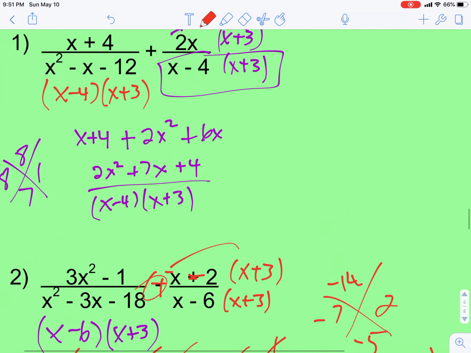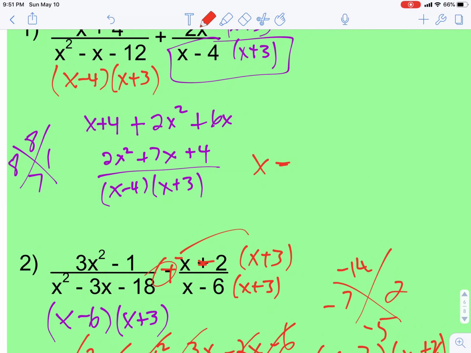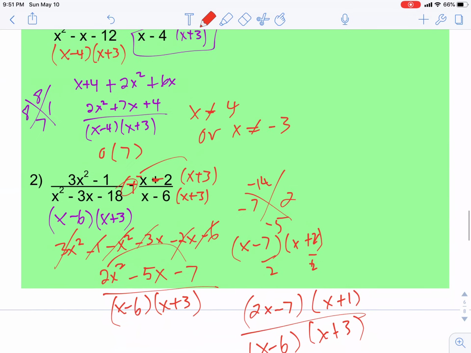X on this one can't be 4, or x can't be equal to negative 3. The reason why is if you plugged in a 4 for x, 4 minus 4 is 0, times 7 is 0, makes us divide by 0. We don't like that, okay?